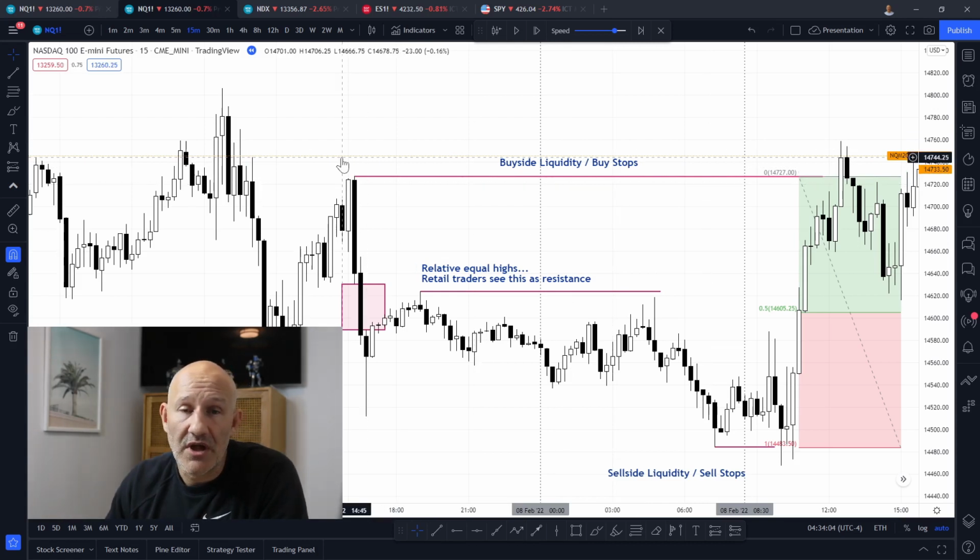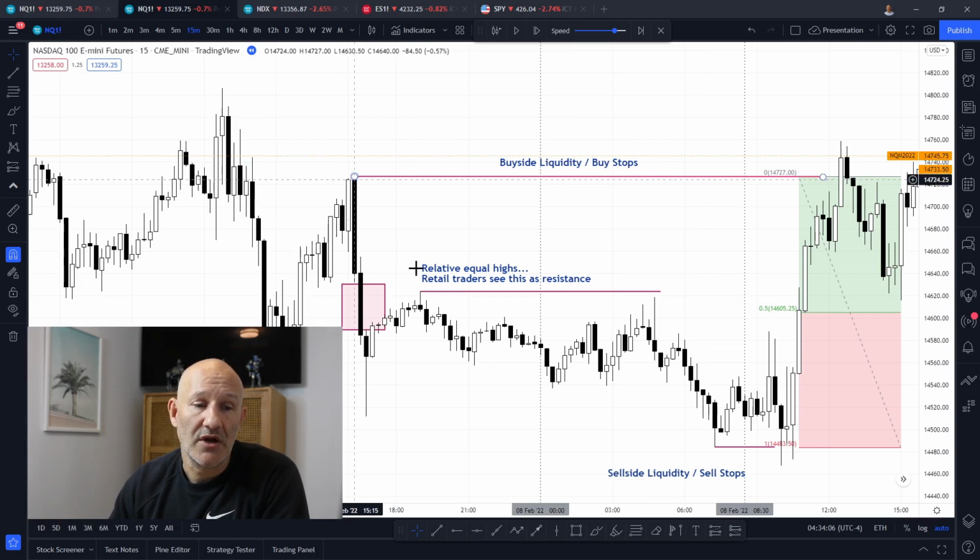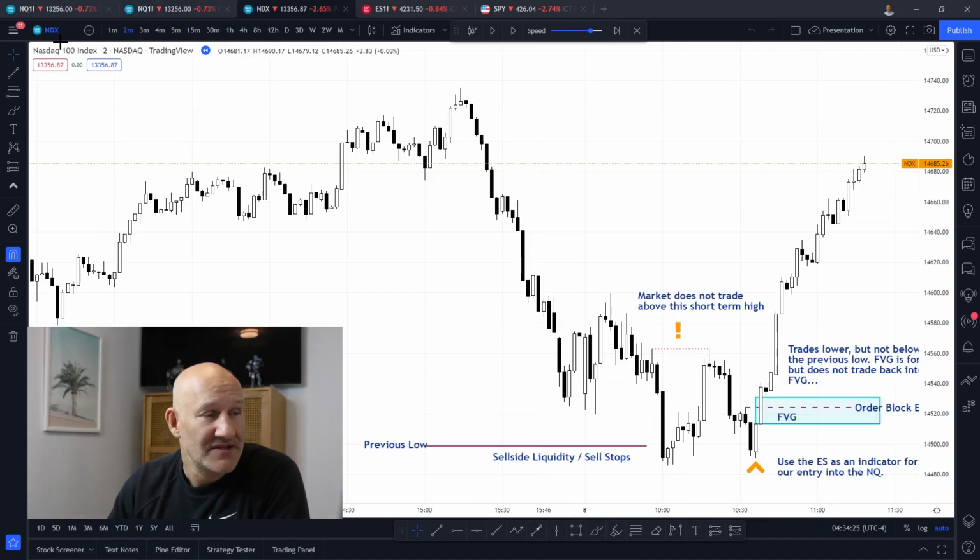So we'll zoom a little closer now into the 2-minute chart and look at a little bit more detail of that setup that was presenting itself down here at this sell side liquidity. So in this example, I'm using the NDX because my data doesn't go back far enough. But this is effectively the same data on this 2-minute chart. So what we can see is the market trading down here into this previous low, into this sell side liquidity or sell stops.